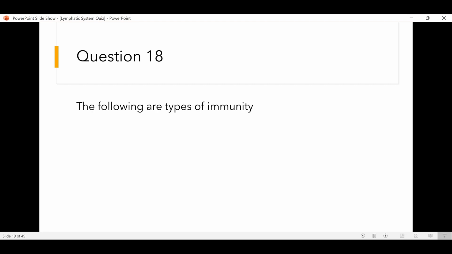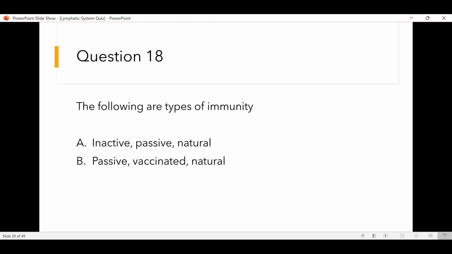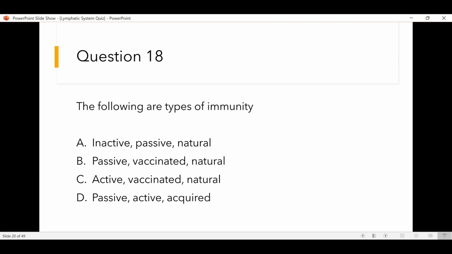Question 18. The following are types of immunity: inactive, passive, natural; passive, vaccinated, natural; active, vaccinated, natural; passive, active, or acquired.